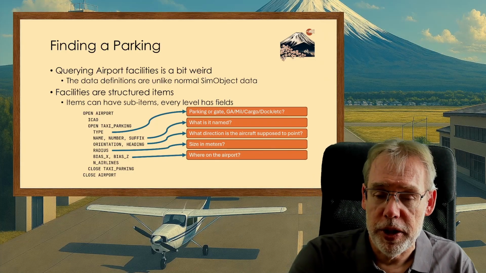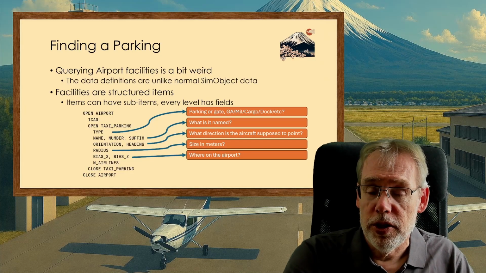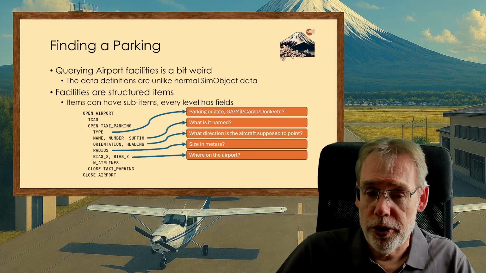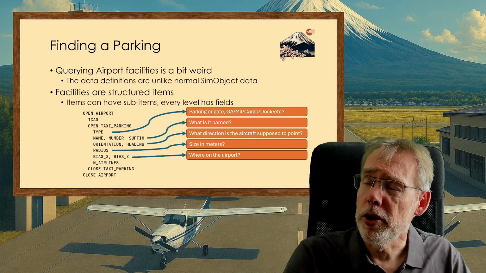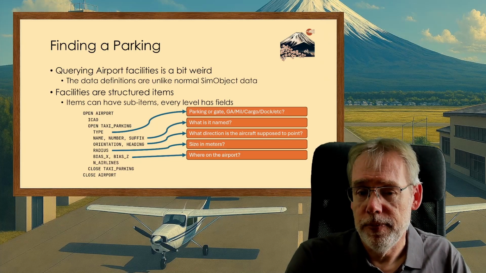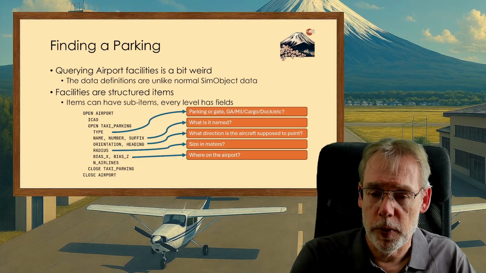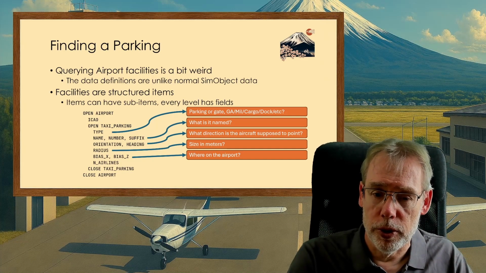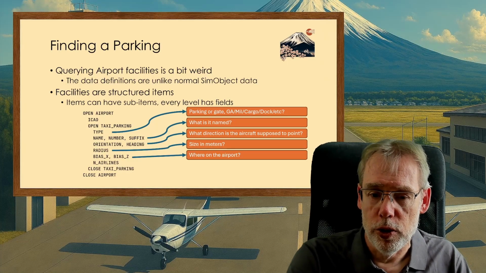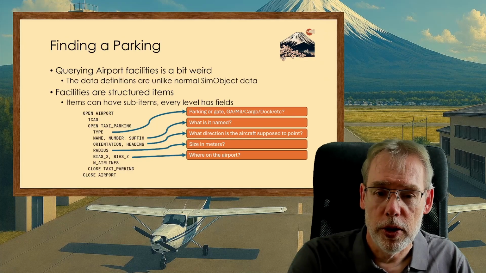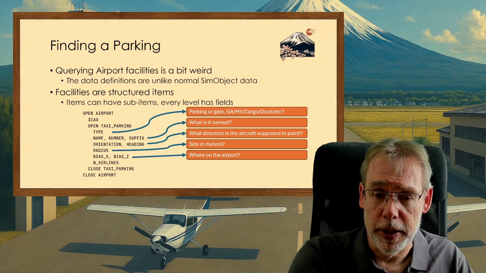We have two values named bias X and bias Z. Don't ask me why Z, but this is in meters north and meters west. Where on the airport are we? I think it might be east, sorry, bias Z, eastwards. So if it's negative, it's westwards. And bias, the other one, north-south, is of course positive is north and negative is south. There are some computations you need to do to combine that with the latitude longitude of the airport, and then you can get latitude longitude for this particular parking.